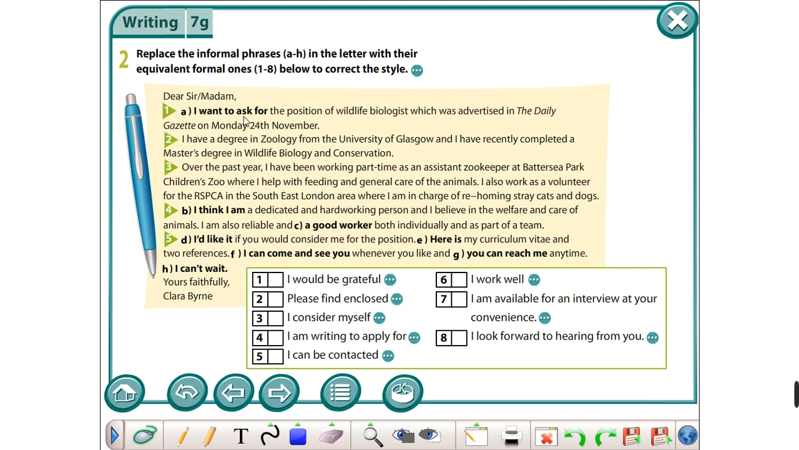For example, I want to ask for. I think I am. A good worker. I would like it. Here is. I can come and see. You can reach me. You will replace the sentences in the text with the sentences below. This is your homework.